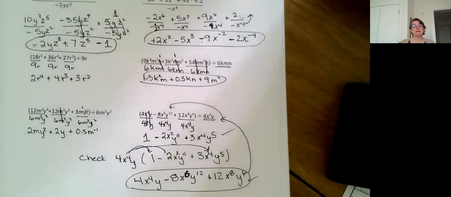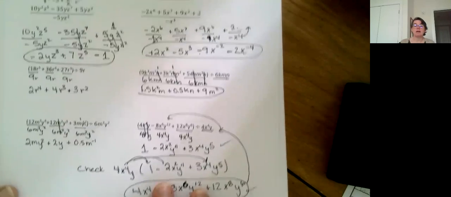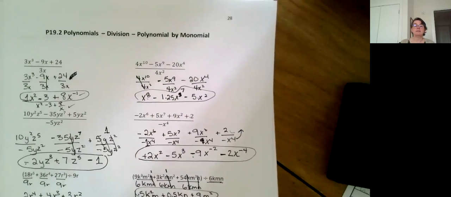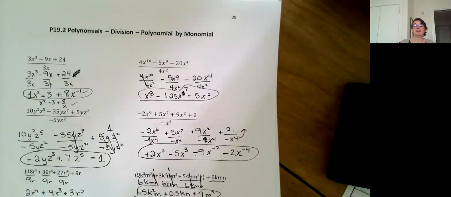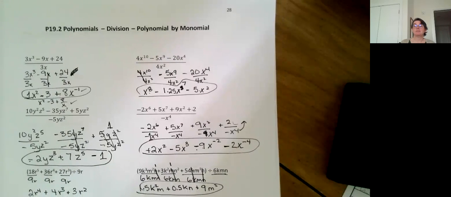And that is the end of division of polynomials by monomials. There is another set, but we don't have to do it. You can divide a polynomial by a polynomial, but it doesn't show up in grade 12 now. So have fun in calculus. I get to do that.